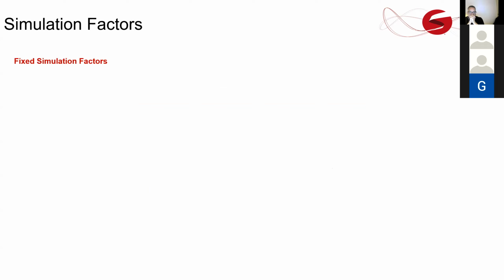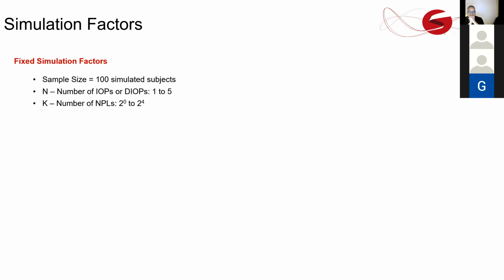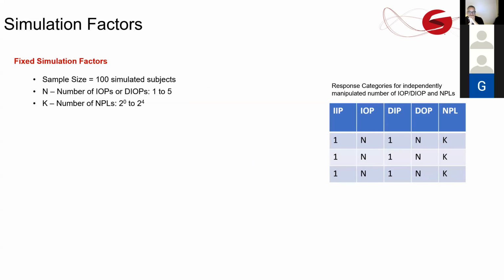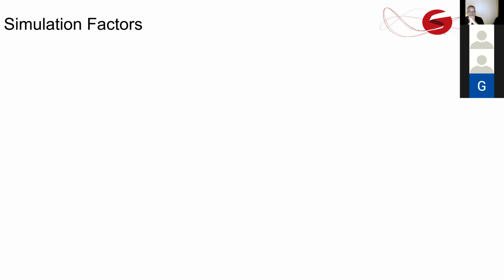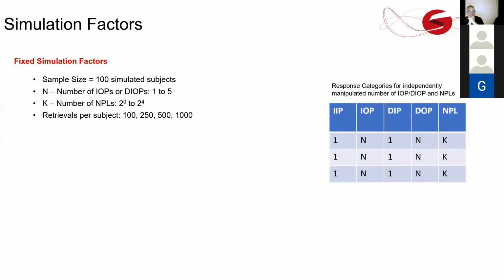As simulation factors, we manipulated different aspects of the response category candidates as well as the experimental trials. So we used a sample size of 100 simulated subjects and the numbers of items in other positions and the structure in other positions from 1 to 5, the numbers of not presented lures, that are the items that are not shown in an actual memory trial, but are shown in the response set for the scaling of the model, from 1 to 16. And the retrievals per subject were manipulated, with 4 levels from 100 experimental retrievals to 1,000 experimental retrievals, whereas one retrieval is a single retrieval of one position. So 500 retrievals of set size 5 would correspond to 100 full experimental trials.